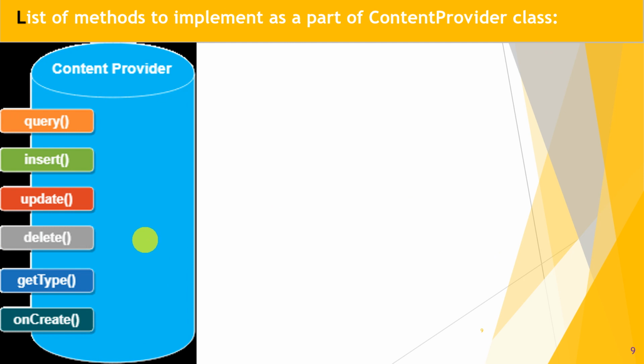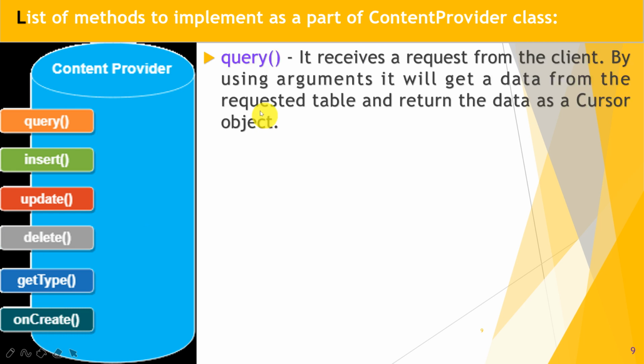So after that, the list of methods to implement as a part of the content provider class. So the content provider class contains query, insert, update, delete, get type and onCreate methods. So we will discuss this in detail. The query method receives the request from the client. By using arguments, it will get data from the requested table and return the data as a cursor object.